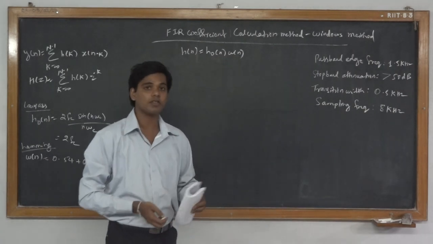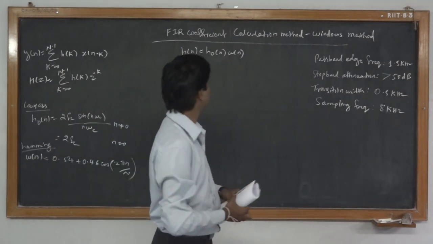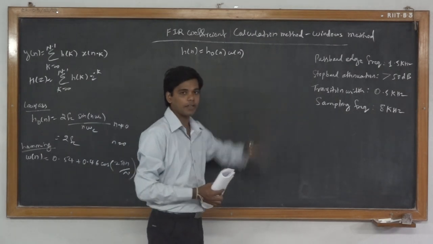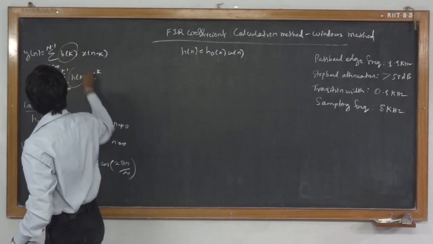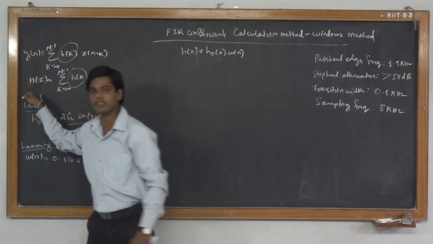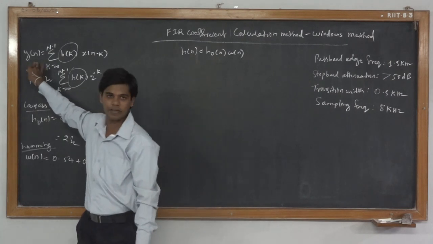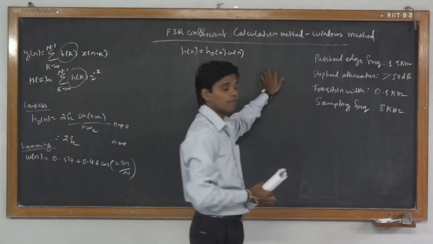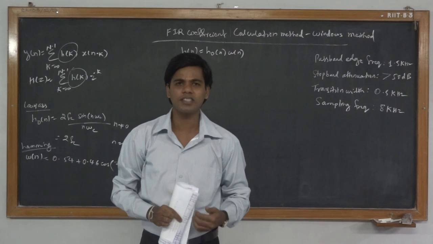The steps involve, first of all, specifying the filter requirements. Next step is to find the filter coefficients. What I mean by calculating the filter coefficients is h of k in this particular equation of y of n and H of z. This is the transfer function equation of FIR, and this is the normal y of n output equation of the FIR. The third step in the filter design is to realize the filter using a suitable realization structure.